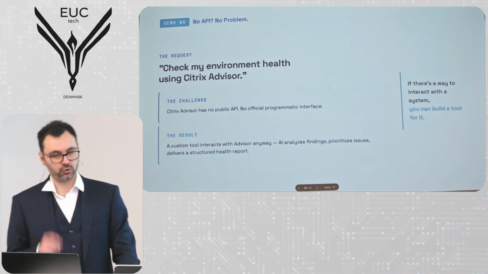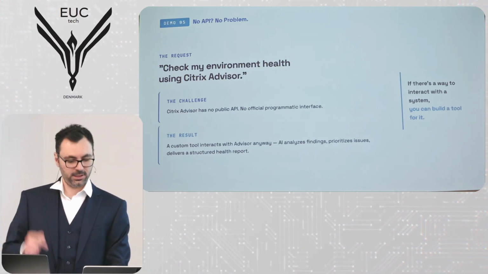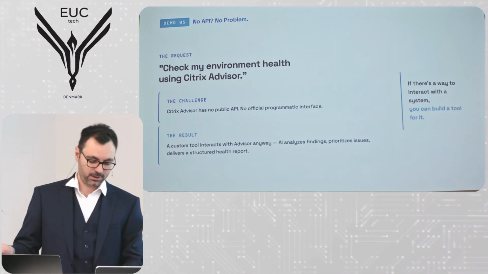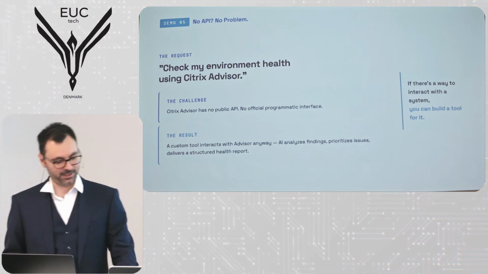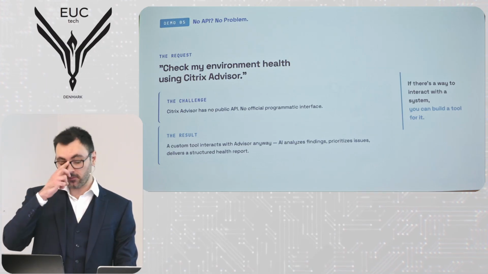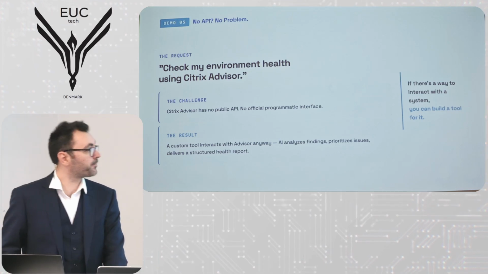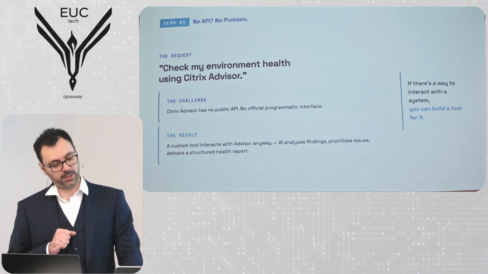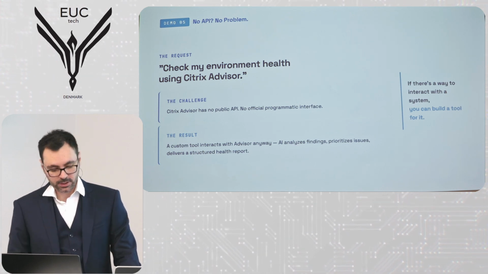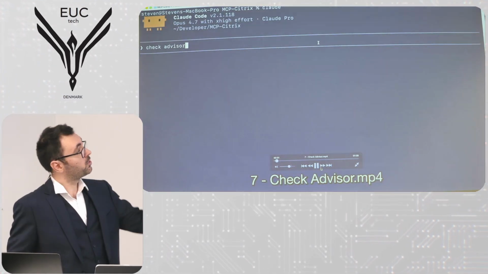Last demo. Do you know Citrix Advisor? Yes? Only one, yes. Okay, for the others, it's a hidden gem. It checks your environment against best practices and flags the issue and the remediation action. But actually today, it doesn't have a public API. There is no official way to query it programmatically. But does that stop us? I don't think so. Check Advisor.